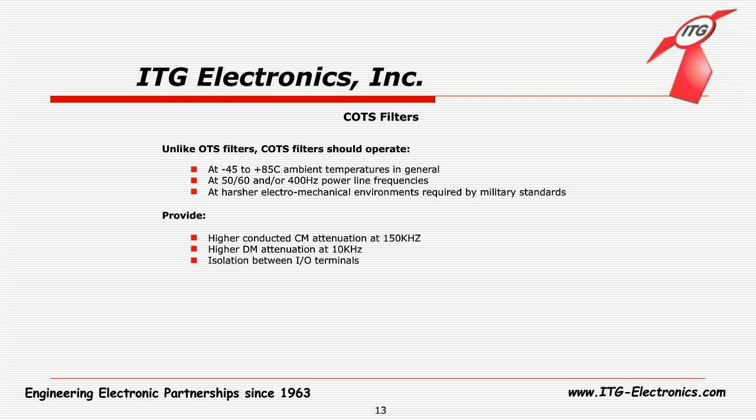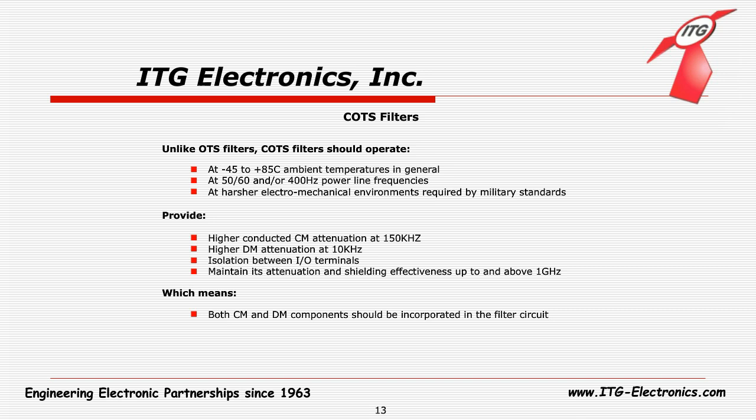It has to provide isolation between input and output termination to prevent crosstalk between them, and maintain its attenuation and shielding effectiveness up to and above 1 gigahertz, which means both common mode and differential mode components should be incorporated in the filter circuit. Depending on how high a frequency EMI needs to be measured, it is recommended to use feedthrough capacitors installed into the filter instead of leaded capacitors to ground.